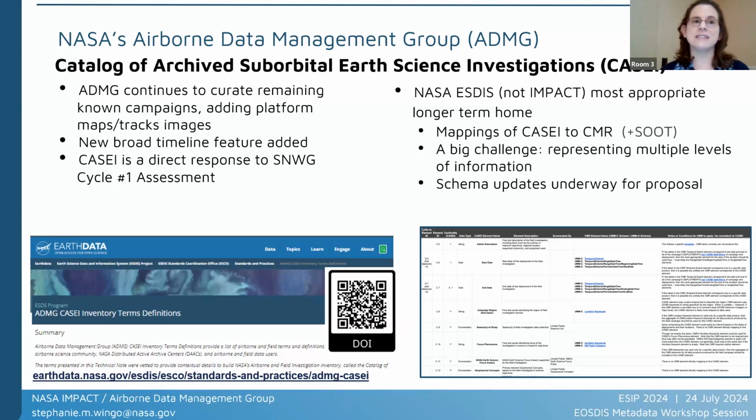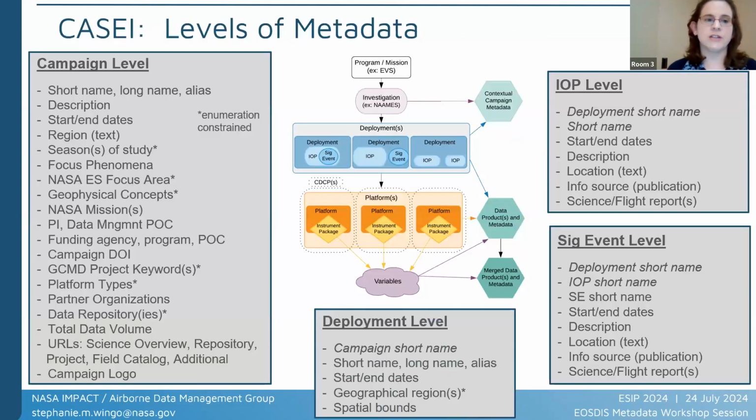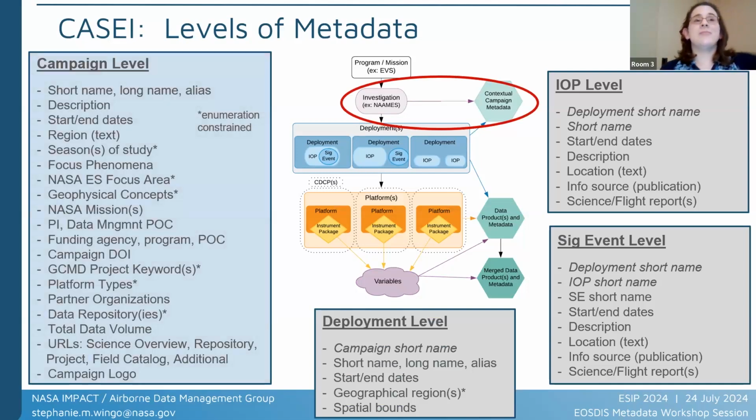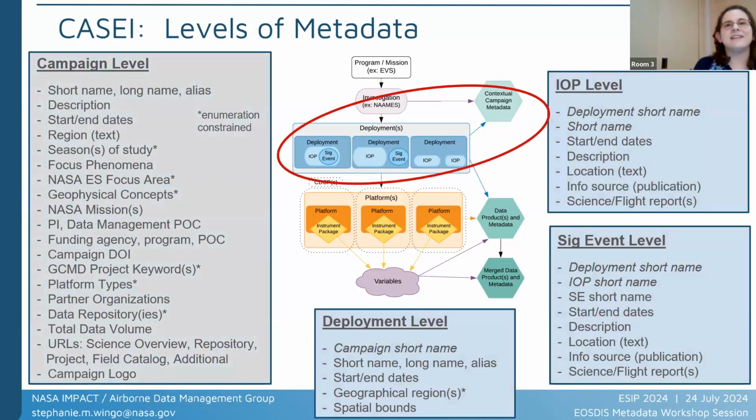We've already gone through and done some mapping analyses between Casey's elements and pieces of CMR and UMM-C, UMM-G, et cetera. And we're underway with some revisions to that metadata schema for the suborbital that Tyler alluded to earlier. I won't go through every item, but at campaign level, we have all of these specific elements that are pertinent to contextual information about the field campaign itself. We also have that at the individual deployment level, and then subsets of the deployment: intensive operation periods and significant events, which are key time periods within the deployment.